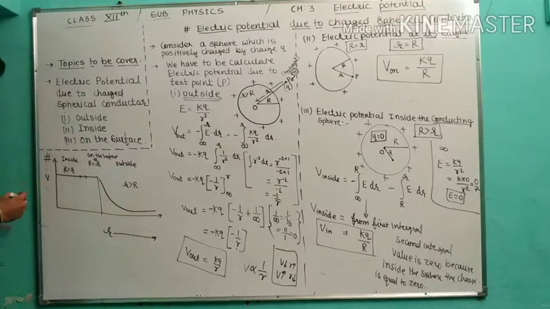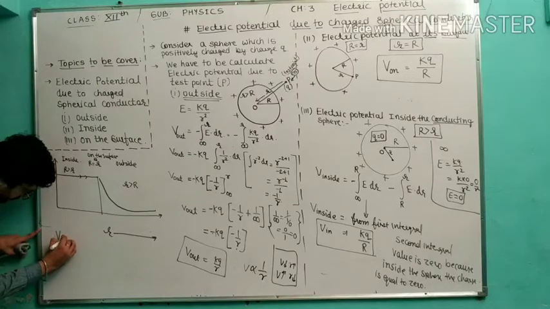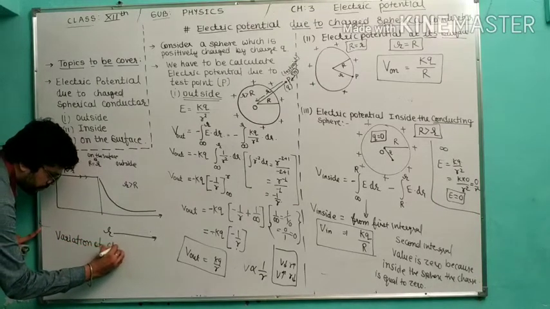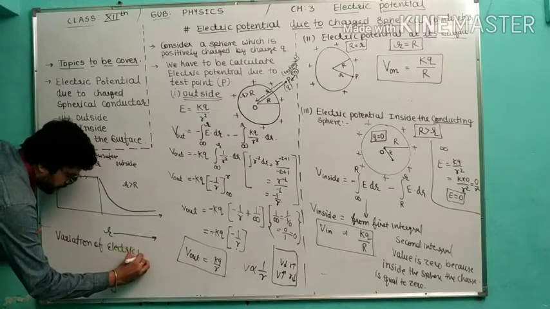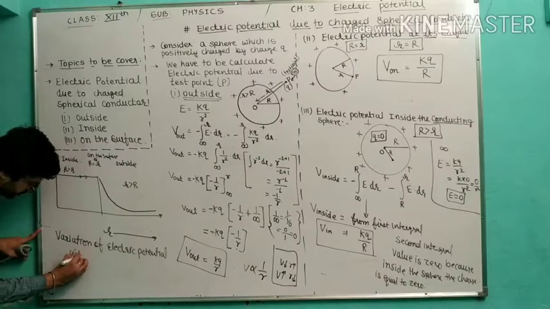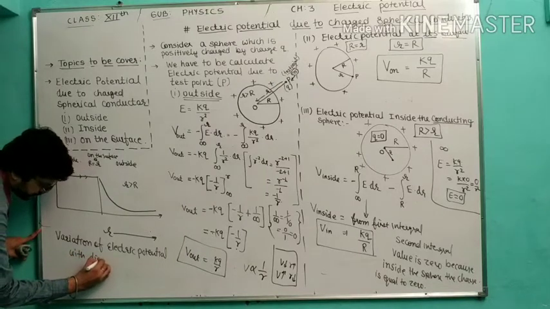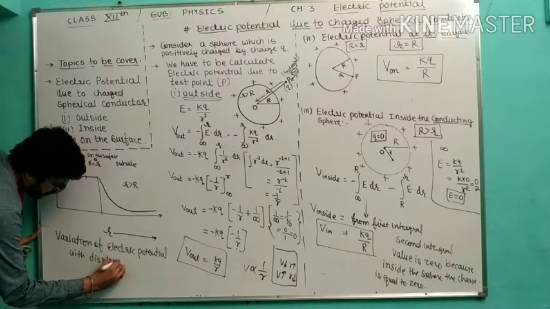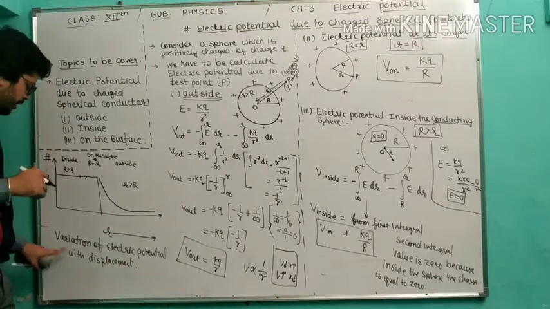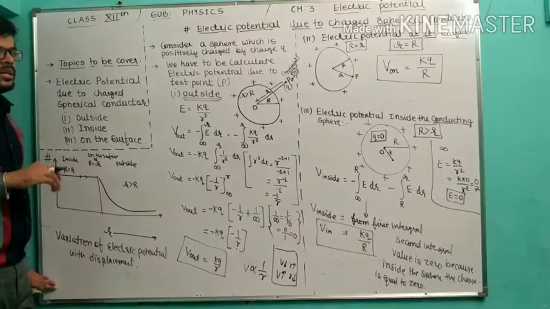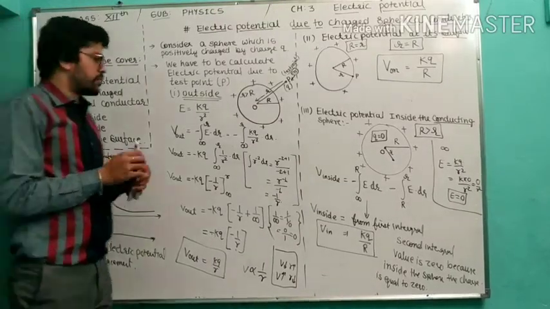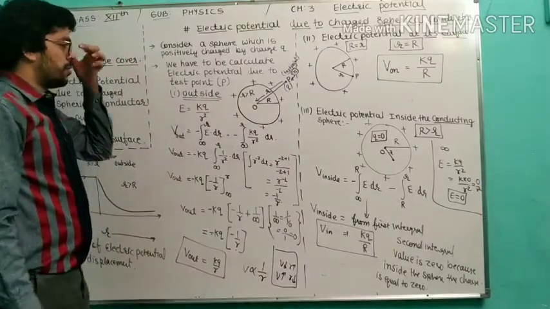So this graph is representing the variation of electric potential with displacement. Okay, so the variation of electric potential with displacement in different conditions: outside, inside, or on the surface of the sphere. Shortly I am going to revise the whole lecture here.